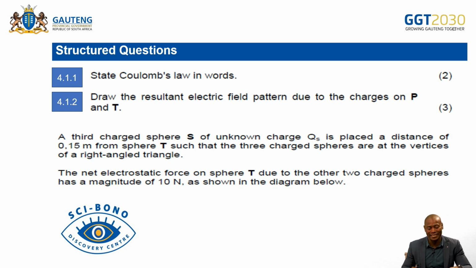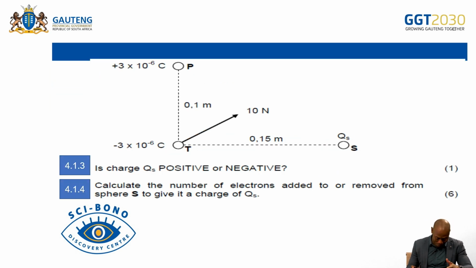So here, learners, please again, let's not confuse the net electric field with the net electrostatic force. Because in most cases, learners confuse the two. When asked to calculate the net electric field, they calculate the net electrostatic force. When asked to calculate the net electrostatic force, they calculate the net electric field. So please be careful. The electric field is E equals kQ over r squared. The electrostatic force is F equals kQ1Q2 over r squared. Okay, so this is how they are placed.